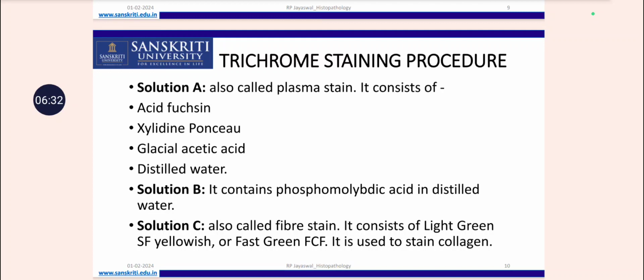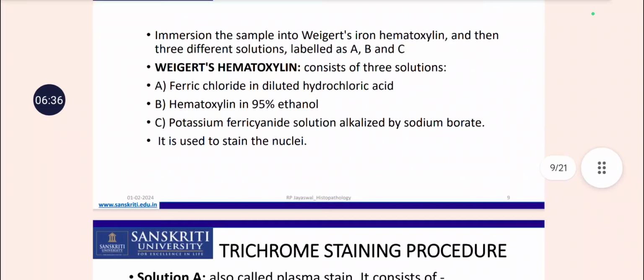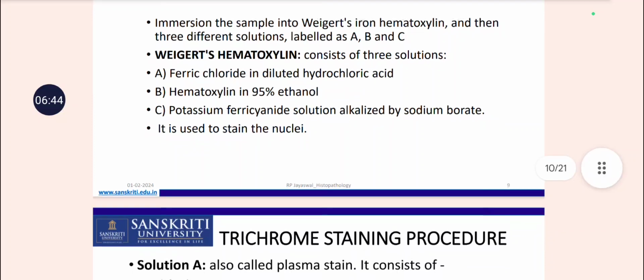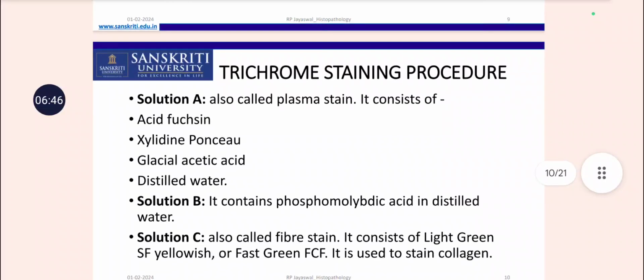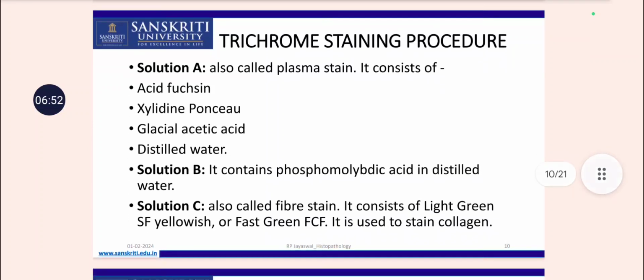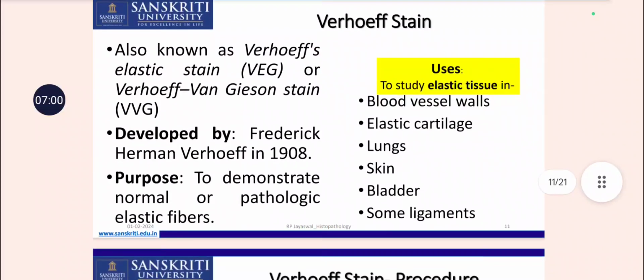So we studied that the trichrome staining procedure consists of two different types of ingredients. First one, Weigert hematoxylin, which is a nuclear stain, and another is three different solutions: solution A, which is plasma stain, B, which is phosphomolybdic acid in distilled water, and solution C is a fiber stain. It is also used to stain collagen.